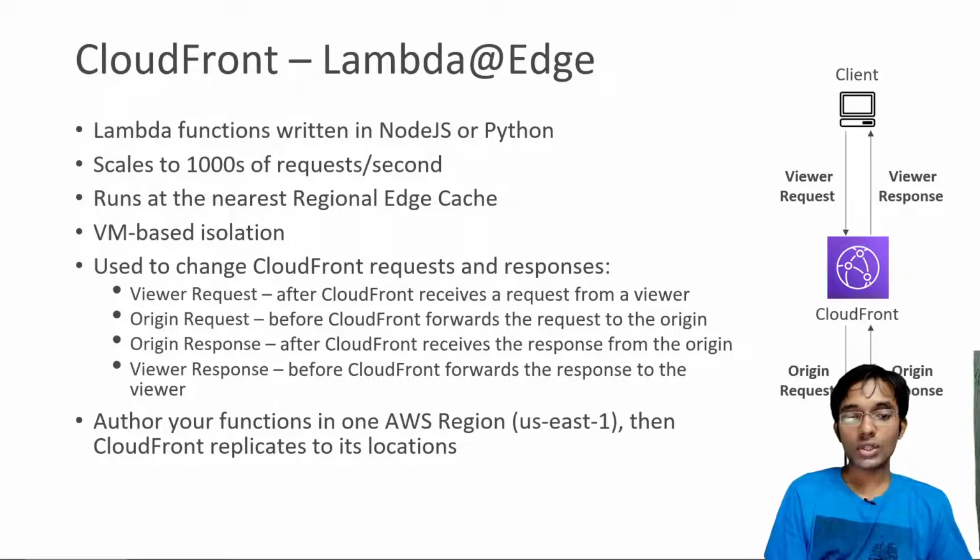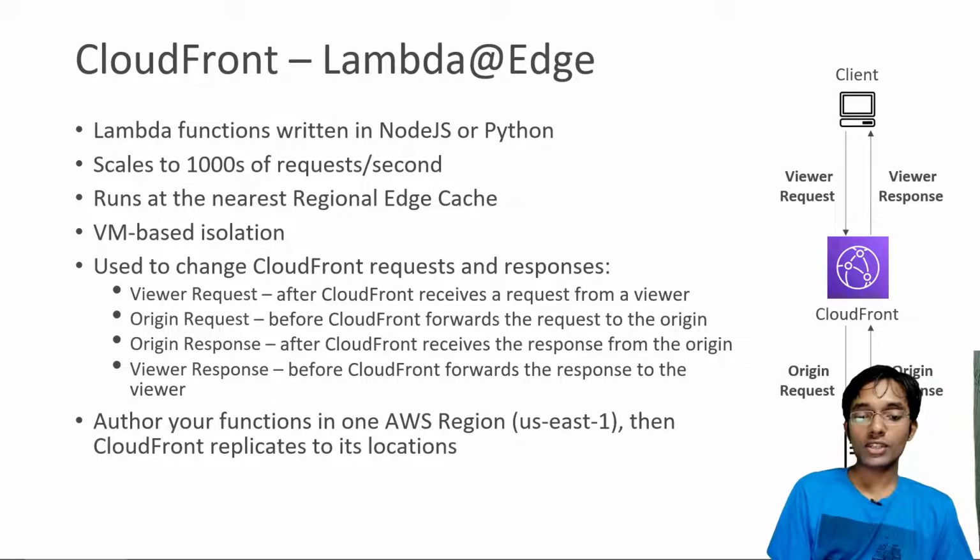They are used to change both CloudFront requests and responses. So we can change the viewer request, the origin request, which is the request that CloudFront sends to your origin, the origin response, which is the response that CloudFront receives from the origin, as well as the viewer response. When you want to deploy Lambda@Edge functions on CloudFront, you need to author your functions in one region, which is us-east-1, and then CloudFront will replicate this function to all its regional edge caches.